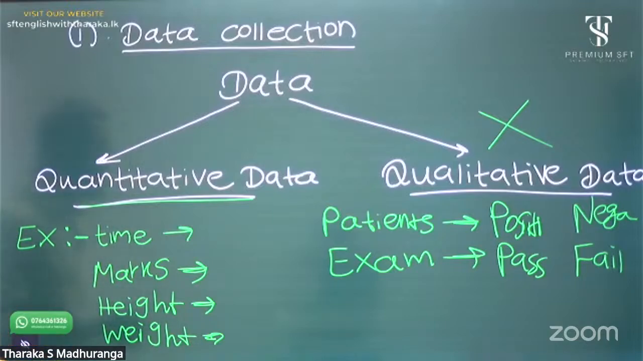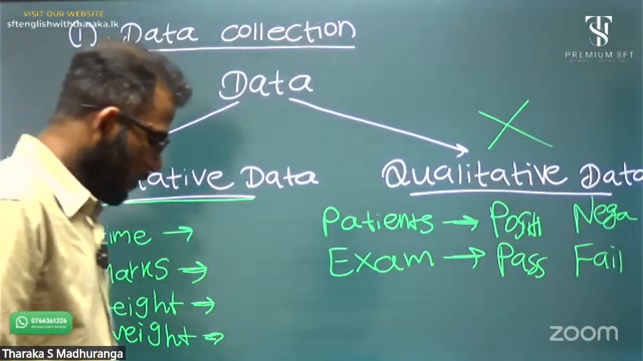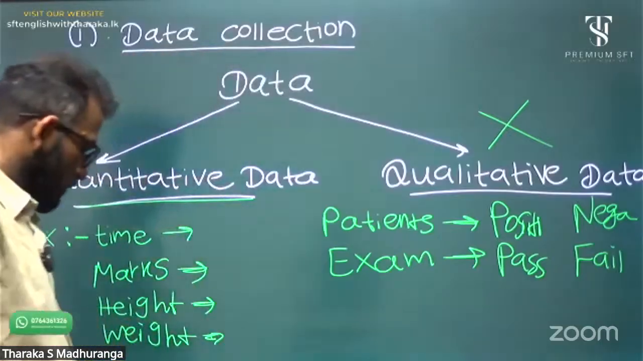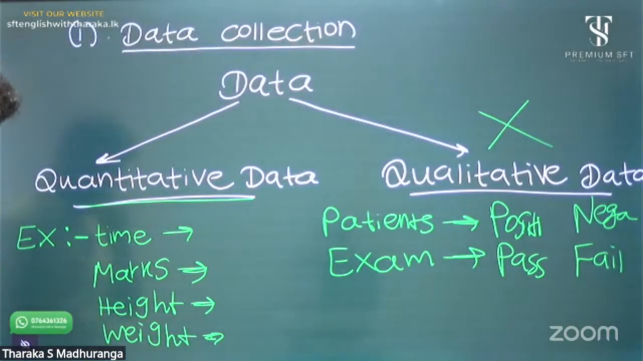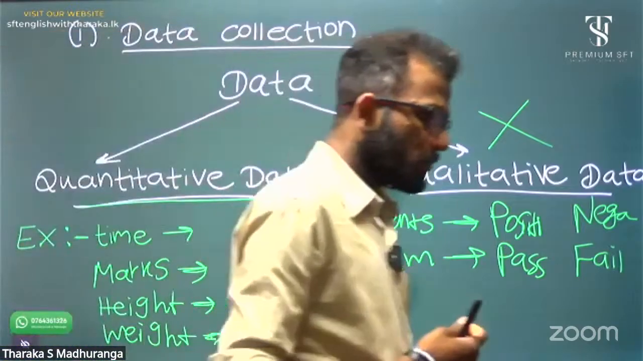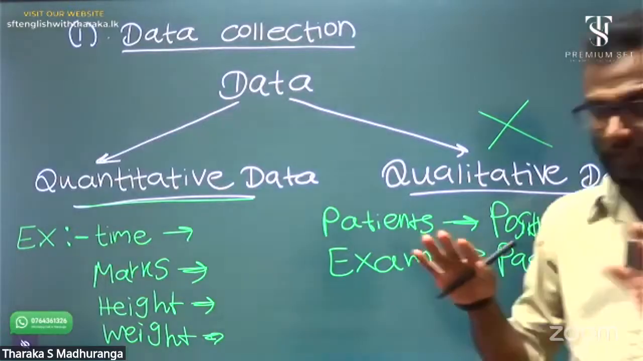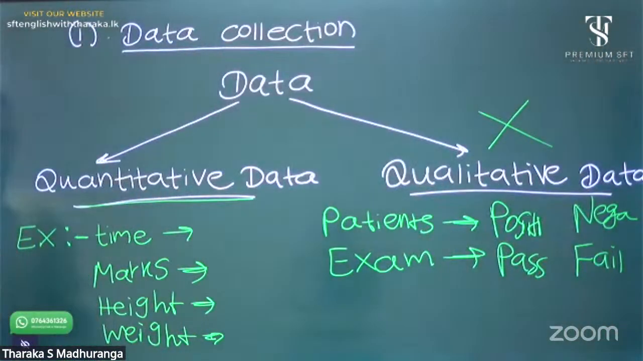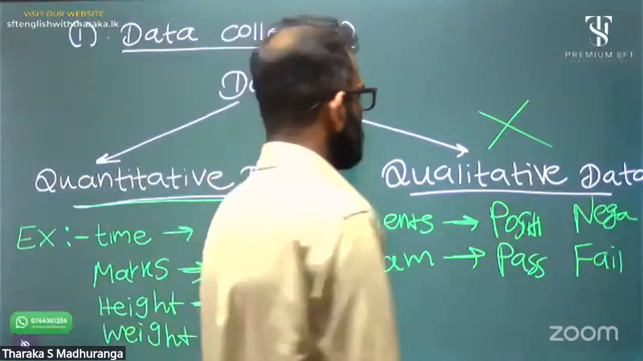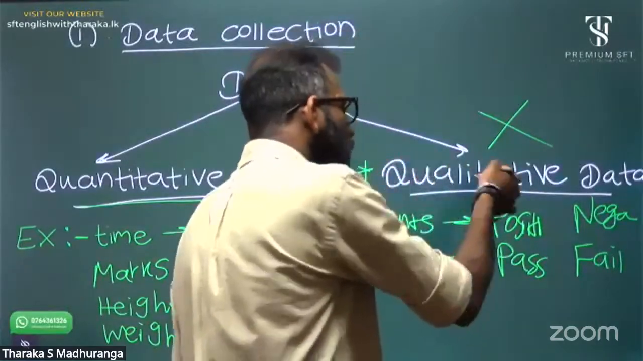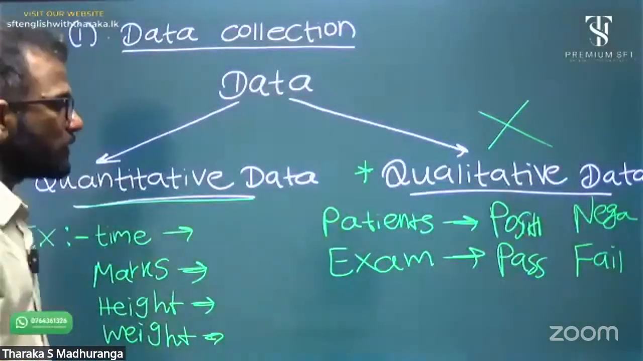Okay, write down the second point, the second subtopic, qualitative data. Qualitative data. Quickly. This is not the lesson. It's very basic level here. Write down the second subtopic, qualitative data.